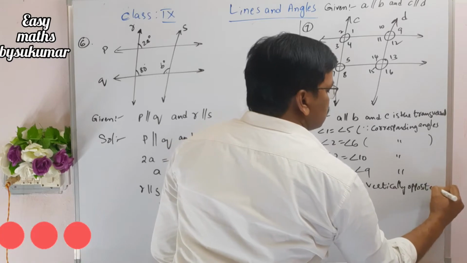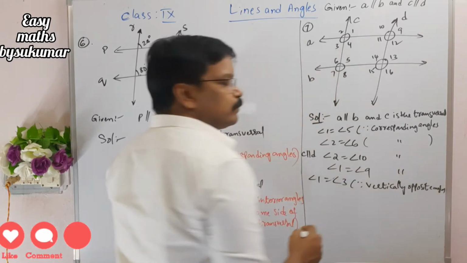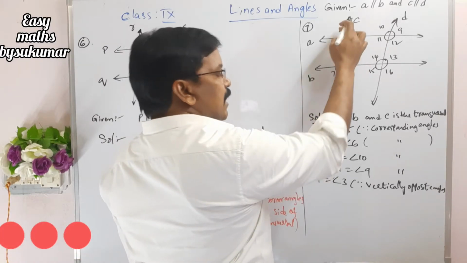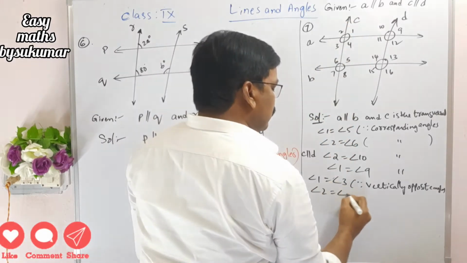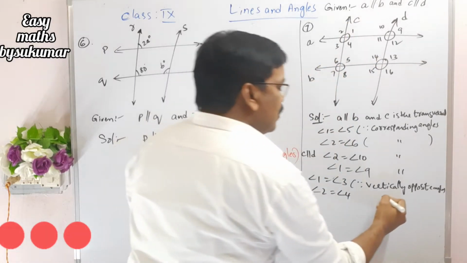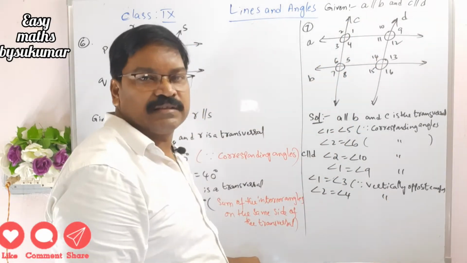Vertically opposite angles. Okay. What are vertically opposite angles? Angle 1 and angle 3 are equal. Angle 2 is equal to angle 4. So angle 1, angle 3, angle 2 and angle 4, they are vertically opposite angles.